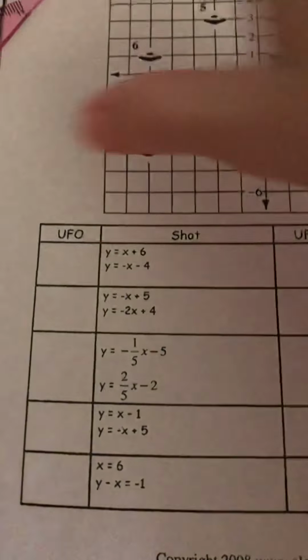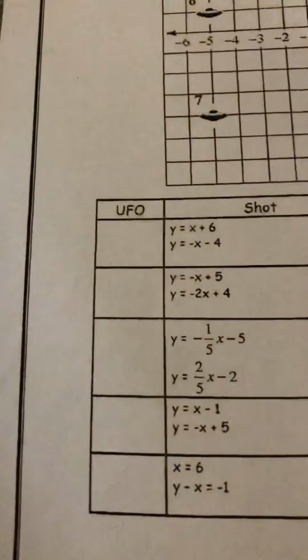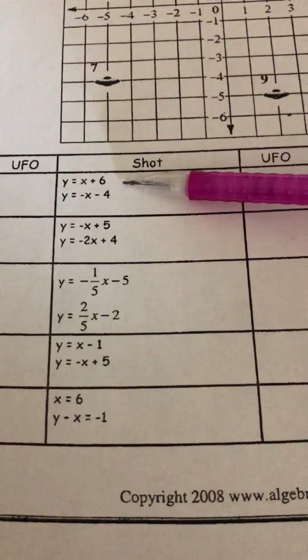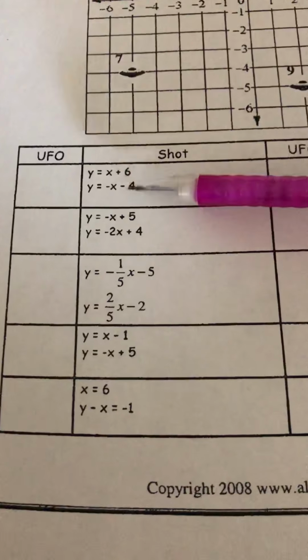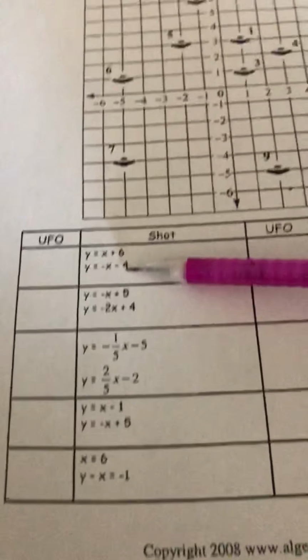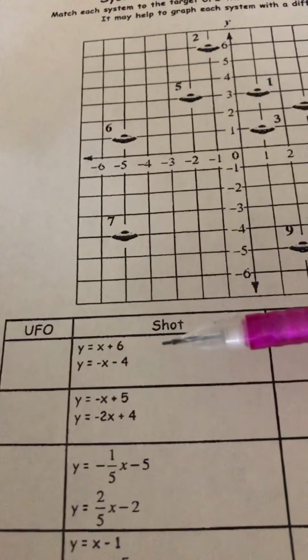The first thing you need to do is have a ruler. You need a pencil and some colored pencils. You're going to have to graph each set. There's two equations in each set, so each two equations are going to intersect at one of these UFOs. So I'm going to go ahead and do the first one.